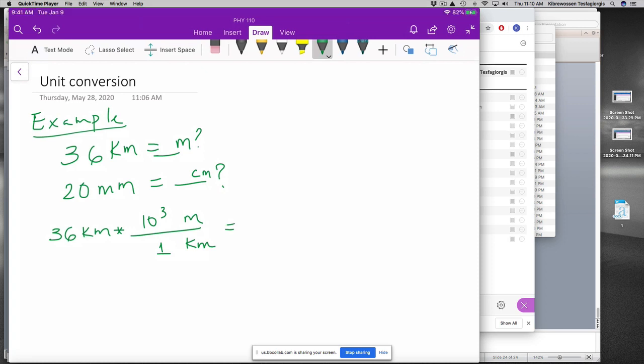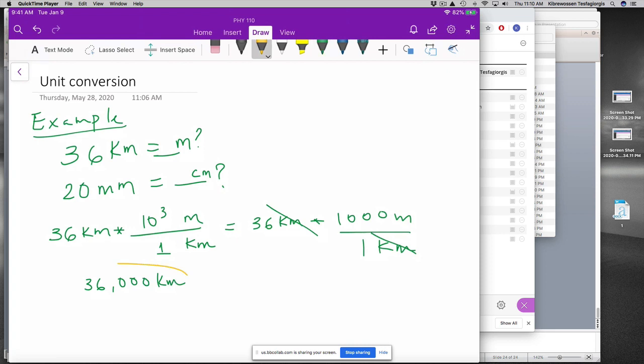So therefore what you will have is 36 kilometers multiplied by 1,000 meters per 1 kilometer, and then the kilometer eliminates with that kilometer. That 36 times 1,000 is going to be 36,000 meters. So you have 36,000 meters in 36 kilometers. That's how you will proceed to do it.